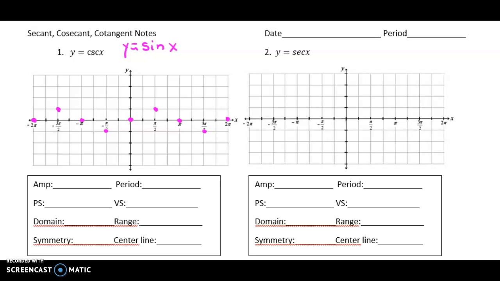We're going to dash this in. This is sine. This is not really what we're after. We're after cosecant, but we're going to dash it in. And where sine has a y value of 0, cosecant has a y value that is undefined, because 0 over 1's reciprocal is 1 over 0, which is undefined.